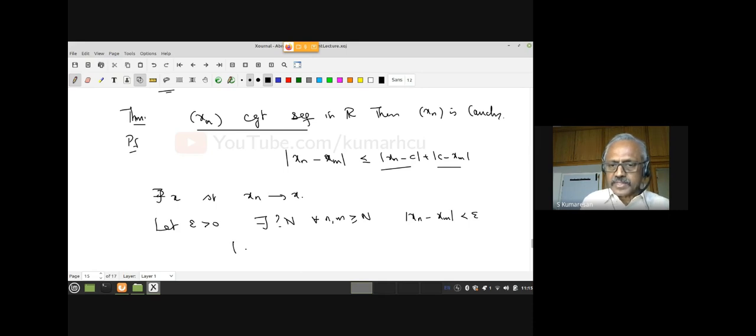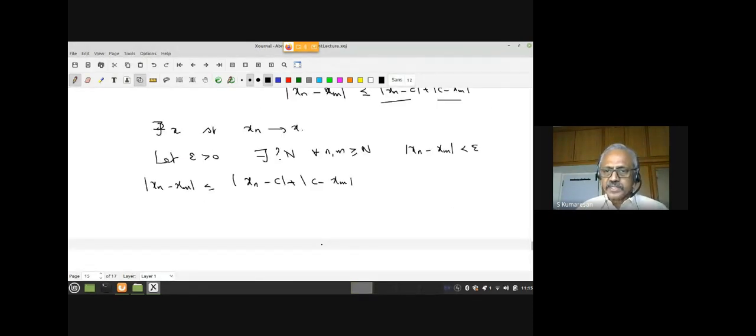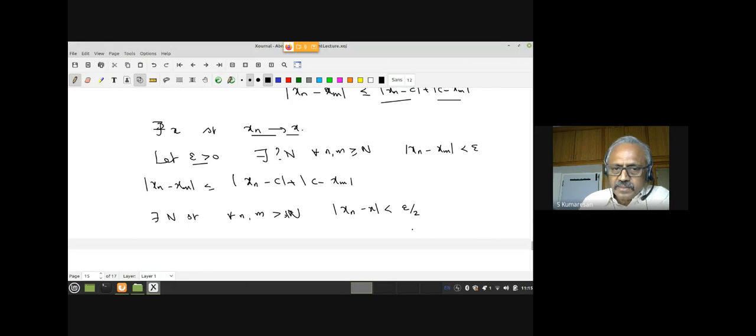So our trick is to find a curly leaf, which means I want to find a c which is very close to xn, and simultaneously close to xm for n and m greater than or equal to capital N. Where do I find it? Since xn is convergent to x, for this epsilon there is a natural number capital N, so that for every n and m greater than or equal to capital N, mod xn minus x is less than epsilon by 2, right? Because xn converges to x. For this epsilon there is a capital N so that this happens.